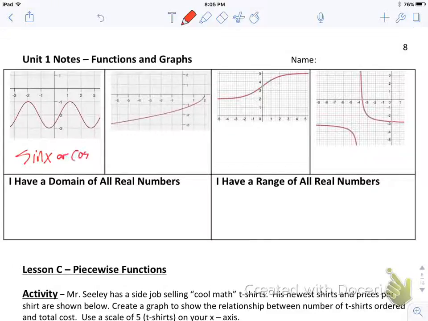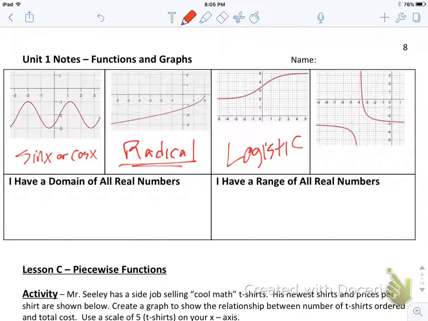Okay. Sine x or cosine x, that one on the left there. You knew it, but it could be either one. It just depends on how you shift those graphs. Do you know the next one? Can you see it? Square root, radical graph. And then we got ourselves a logistic graph. And finally, you know that last one: totally reciprocal, 1 over x.